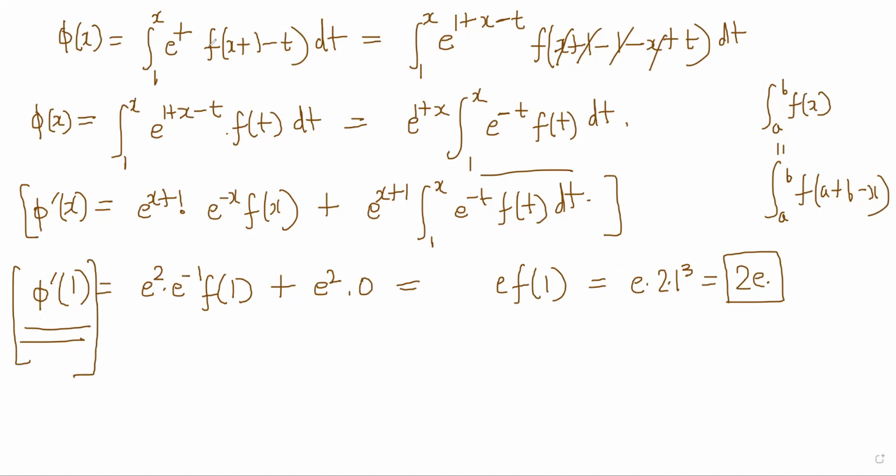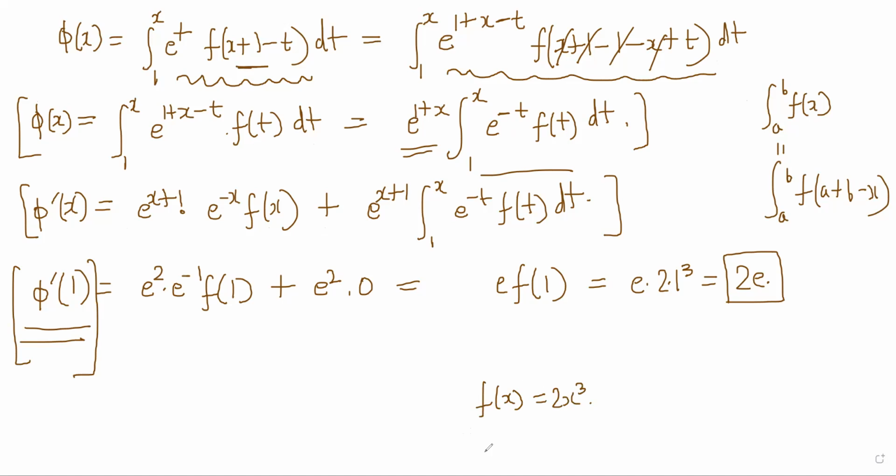Notice what we did here. We had this function. We separated the x parts. First, we did the property a + b − x. Then we took out the x parts. And then because we wanted to find the differentiation φ'(x), we just differentiated by product rule here. And after that, the question is done because we already know f(x) is equal to 2x³. So this should be interesting.